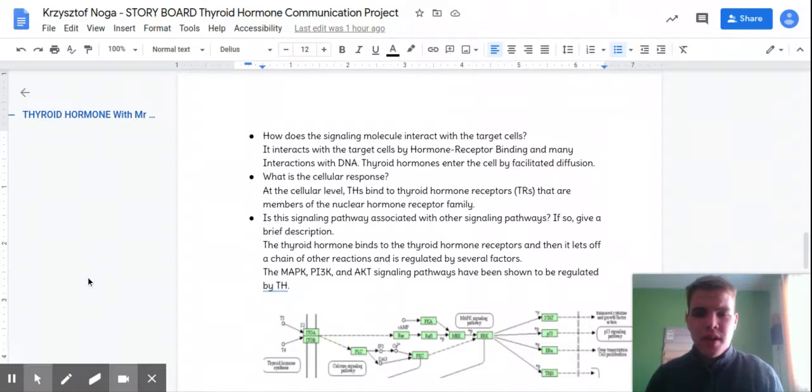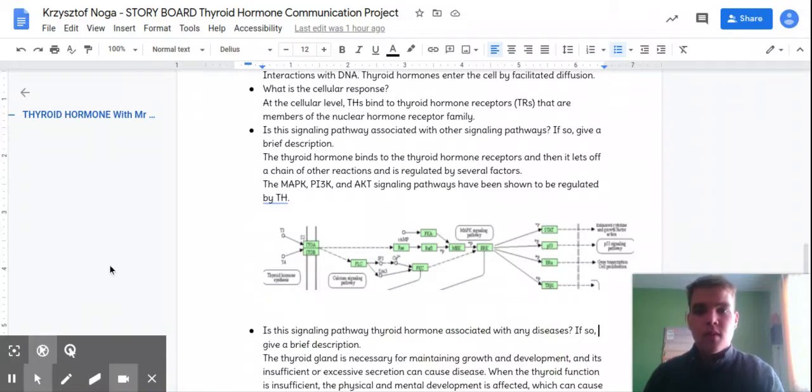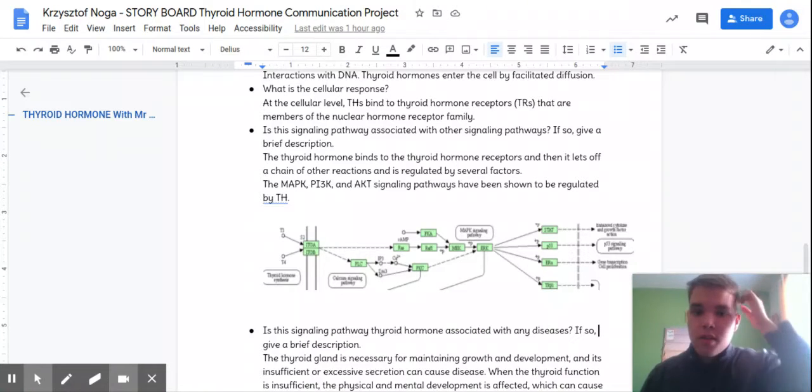How does it interact with the target cells? It interacts with the target cells by hormone receptor binding and many interactions with DNA. They enter through the cell membrane through facilitated diffusion, and then they react with other molecules. The cellular response occurs when the THs bind to the thyroid hormone receptors, which are members of the nuclear hormone receptor family.